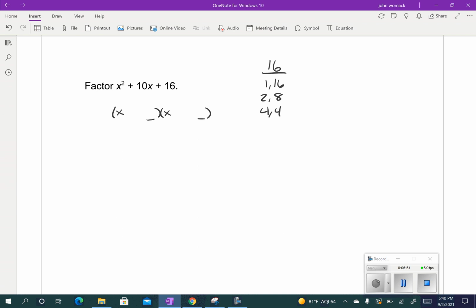Now, to figure out which one of those it could be, I've got to look at the middle term. When I add those two together, it has to add up to be 10. So that tells me it's the 2 and the 8. So plus 2 and plus 8. So if you look at this, 2 times 8 is 16. 2 plus 8 is 10. It gives me that middle term right there. There's my factored form.